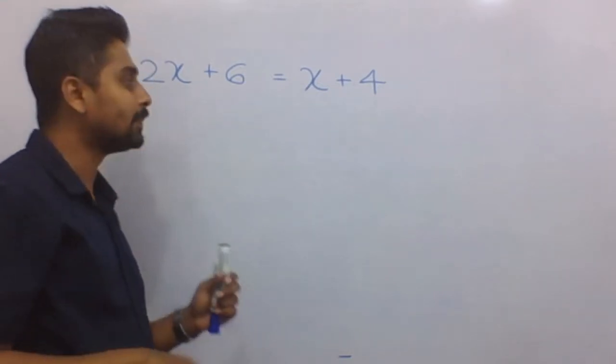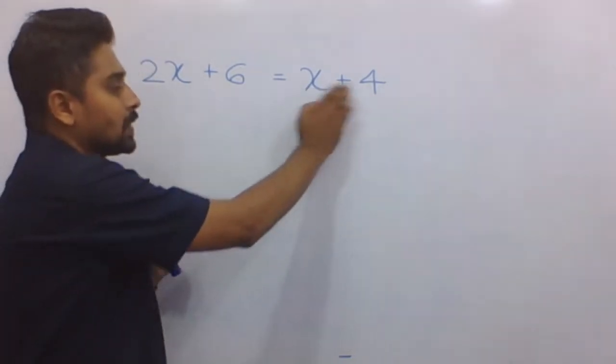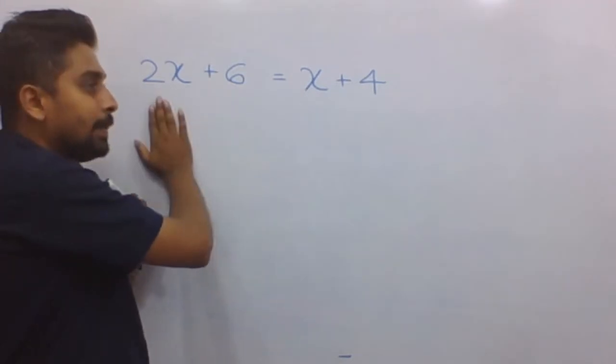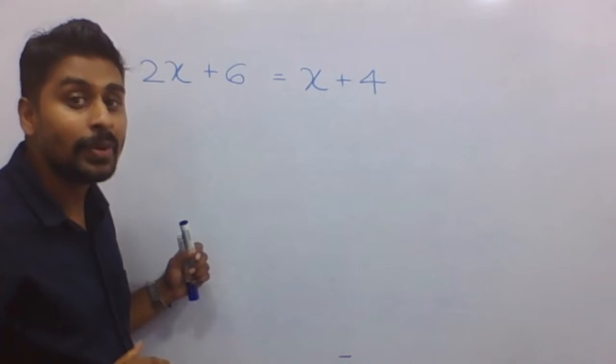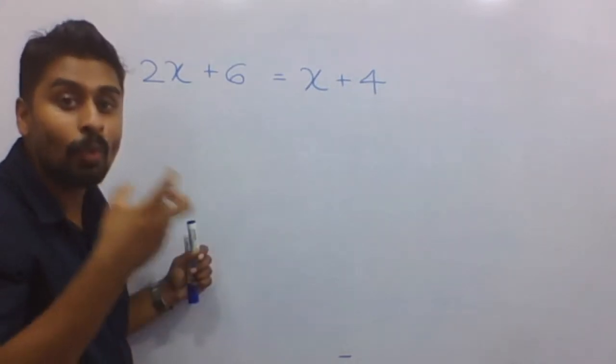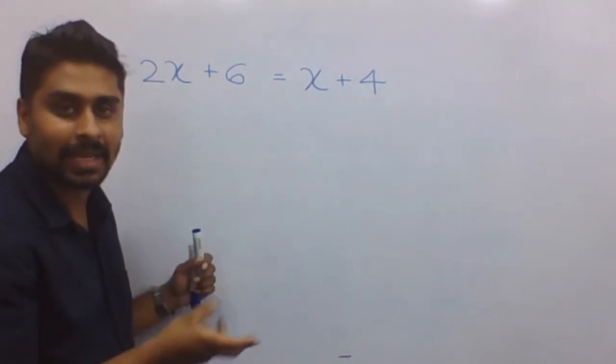Let's check, okay? 2x plus 6 equals x plus 4. Now x is on this side and x is on that side. So then how are we doing this? When we are doing this one, you have to bring x into one side and numbers into one side.